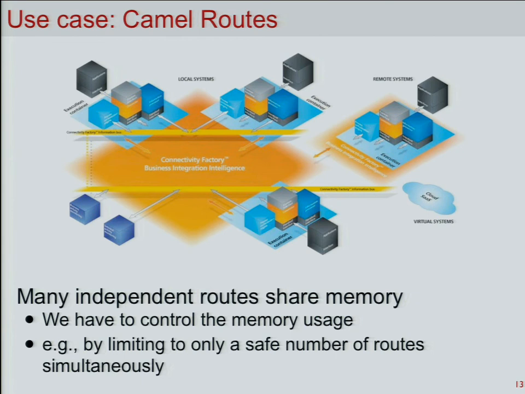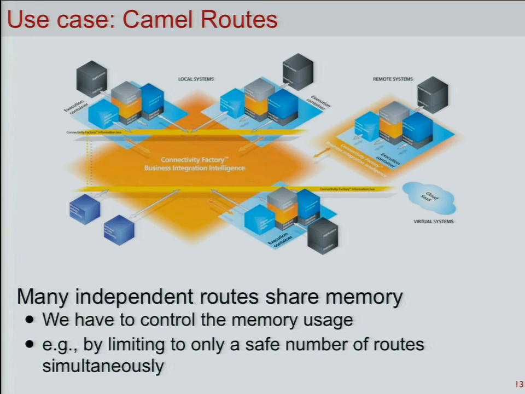Camel allows you to do integration. It allows you, for example, to take data from system A and put it in system B with some transformations. Now, if you have a lot of systems, you may have a lot of routes. If many of those routes are running within an OSGi container, each of them may take a lot of memory, and if you don't have coordination, things will start to break. You will get an out of memory exception.